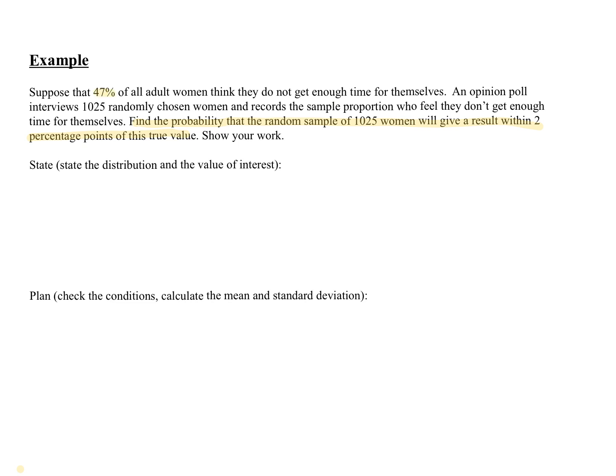True value being 47%. So that means we're trying to find the probability of, now within 2 percentage points could be 2 percentage points above or below. It does not specify which. So 2 percentage points below would be 0.45, less than or equal to our sample proportion p hat, which is less than or equal to 2 percentage points above, which is 0.49. We also need to make sure we state our sample size, 1,025, and our p, which is 0.47.